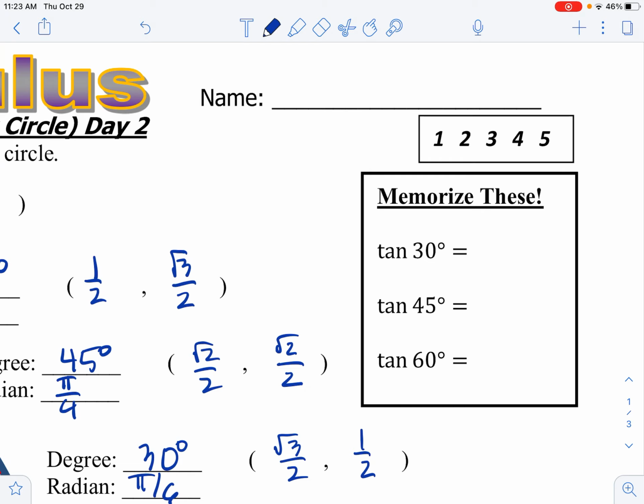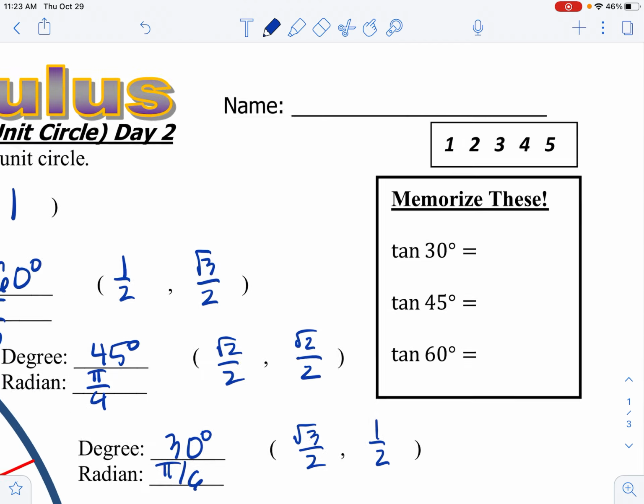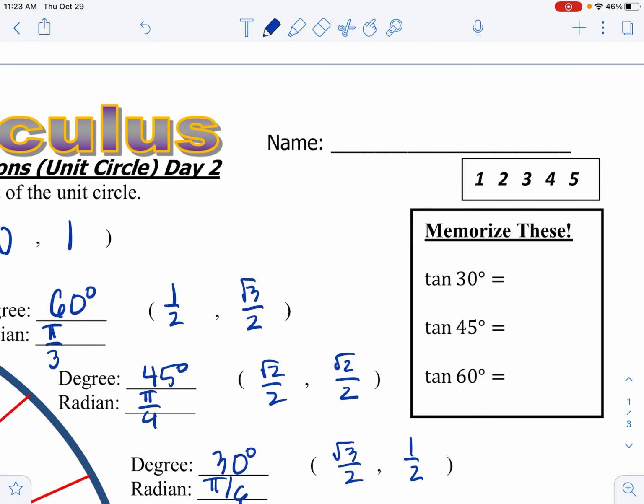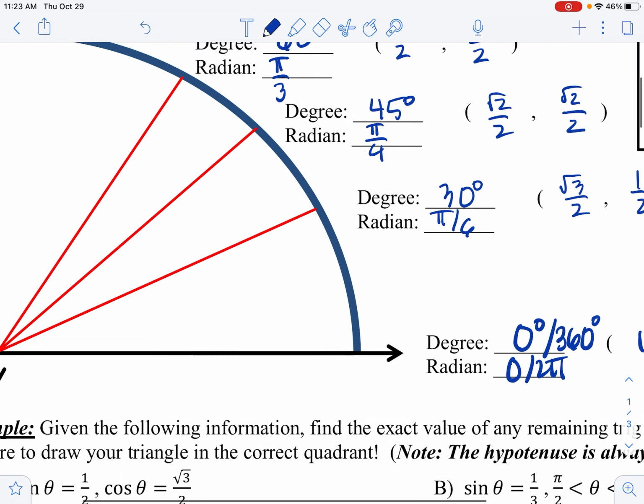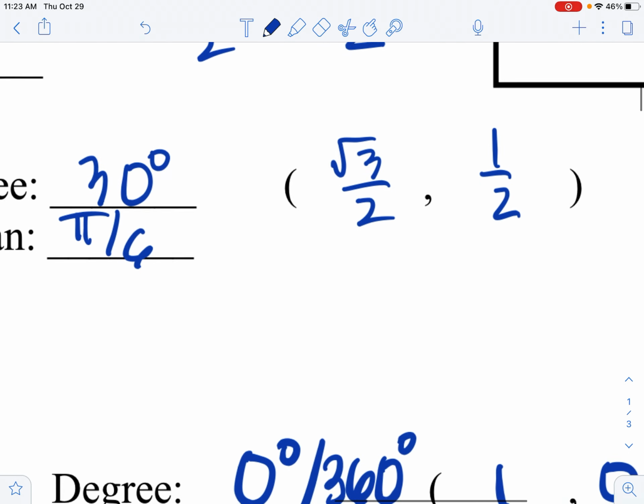Okay, so now let's talk about tangent of 30 degrees, tangent of 45, and tangent of 60. I want you to add this to the unit circle facts that you have memorized. So before I just give you the answers, I want to prove that they are what they are. So we'll do tangent of 30 degrees.